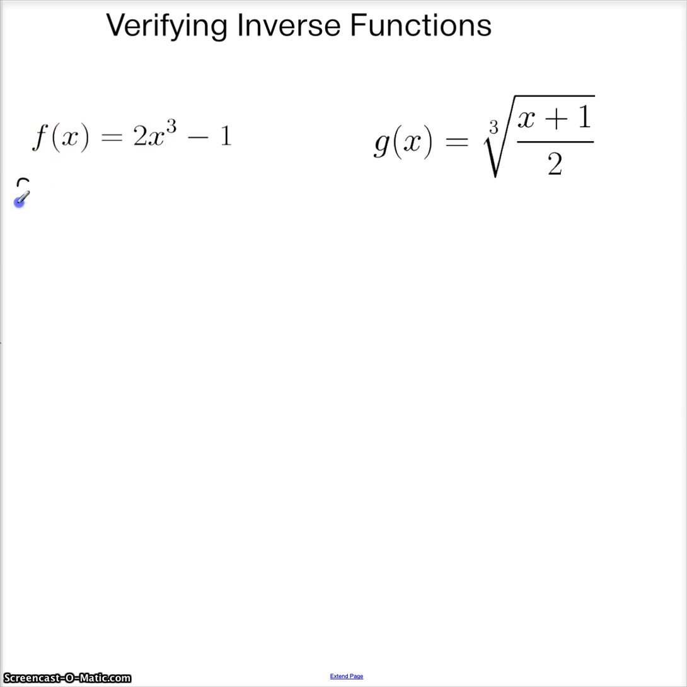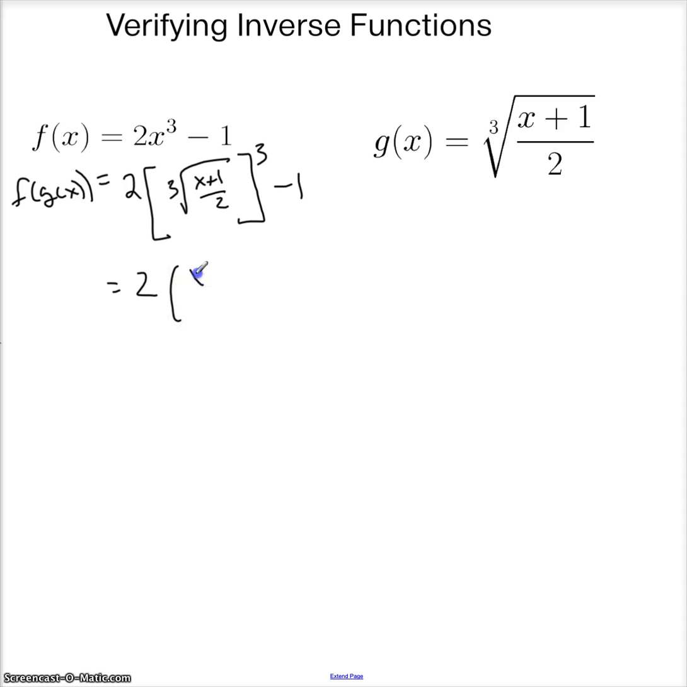Well, let's see if f of g of x, let's see what that equals. So everywhere in f I have x, I'm going to plug in this g of x thing. So this is 2 times the cubed root of x plus 1 divided by 2, cubed, minus 1. So let's see what I get here. This is 2. These undo each other, and that's a pretty good sign that you're heading in the right direction. x plus 1 over 2 minus 1. So that's, what do you know? x plus 1 minus 1 is equal to x.